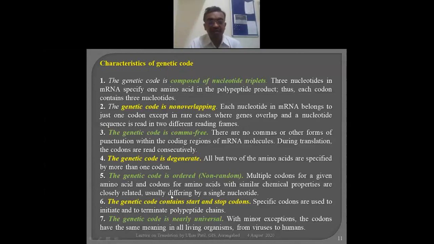The genetic code contains start and stop codons. AUG is the initiation codon, and there are also stop codons. We will deal with this concept precisely in a coming lecture: what the stop codons are and how they are responsible for terminating the translation. And the genetic code is nearly universal. Actually, in so many books it is mentioned that the genetic code is universal. But we also know that in the mitochondrial systems, particularly of humans or mammals, they don't obey the genetic code rule. Hence, we have used the words nearly universal. It's not applicable to all. So that's all regarding the genetic code.